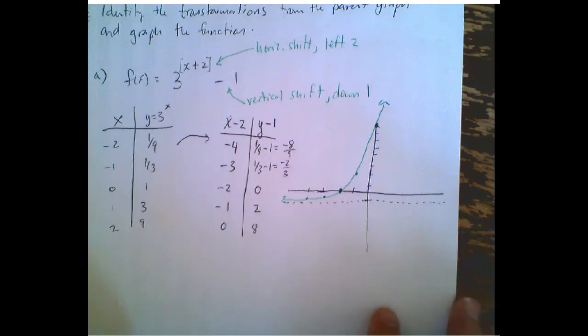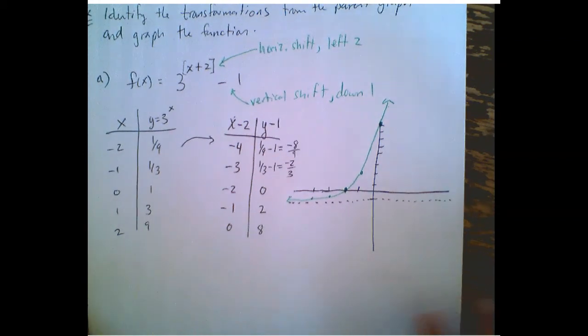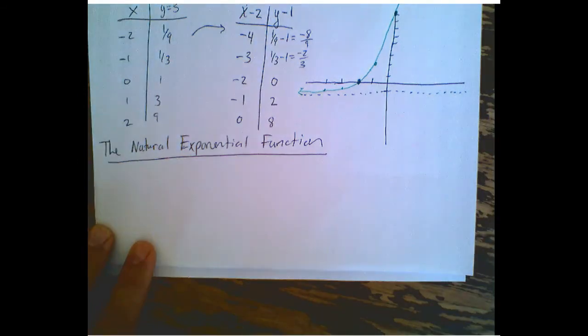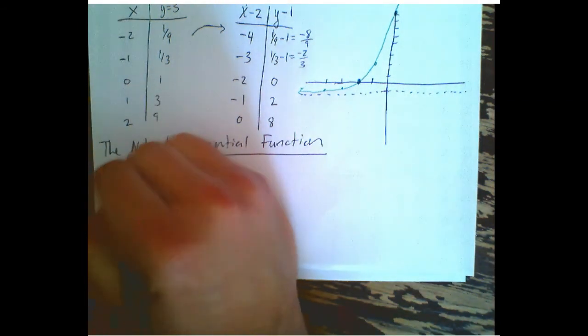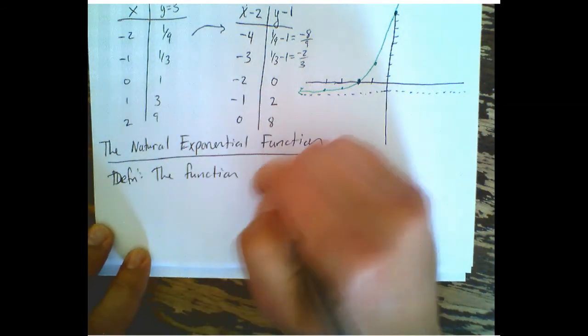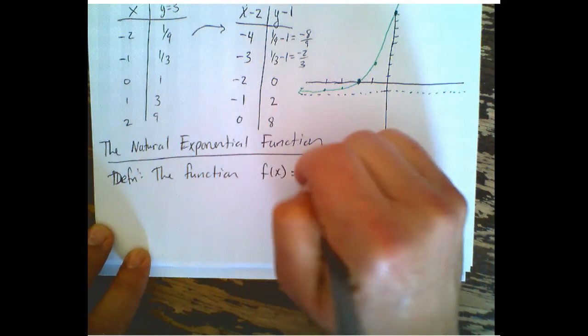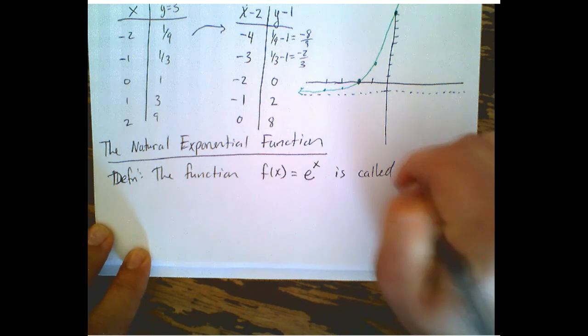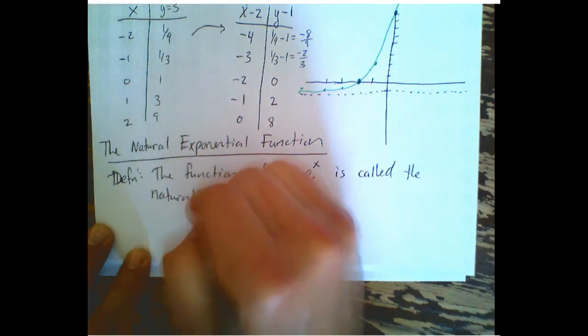There is one special type of exponential function that we deal with, and that is called the natural exponential function. So the definition: the function f of x equals e to the x is called the natural exponential function.